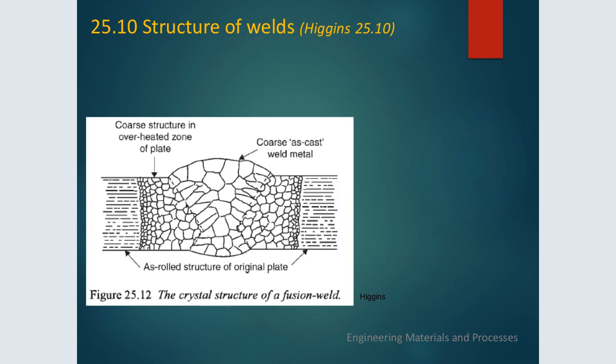Now, the structure of welds, you can see when welding has happened, now how it happens. We have the coarse structure in the overheat zone of the plate, the coarse as cast weld metal. So this coarse as cast weld metal is the added part. The one I'm pointing at is used to join this part and that part.